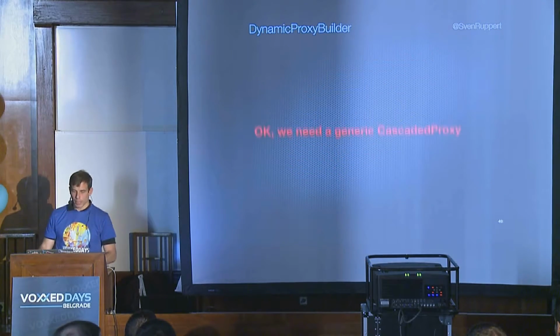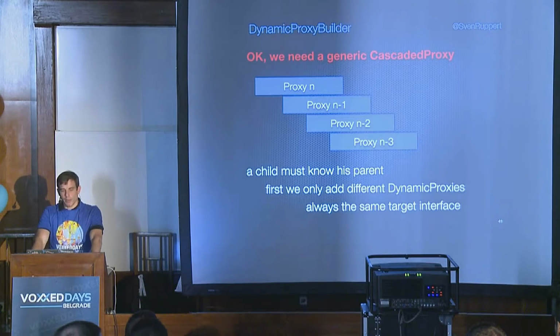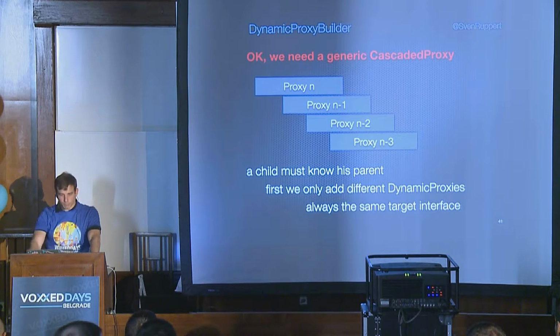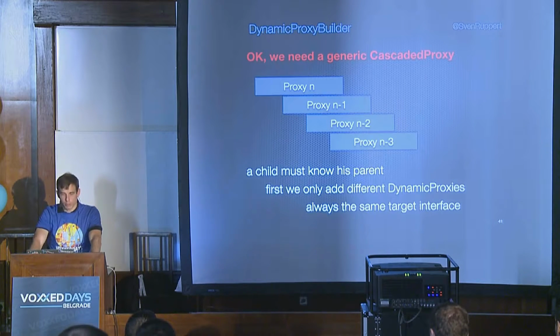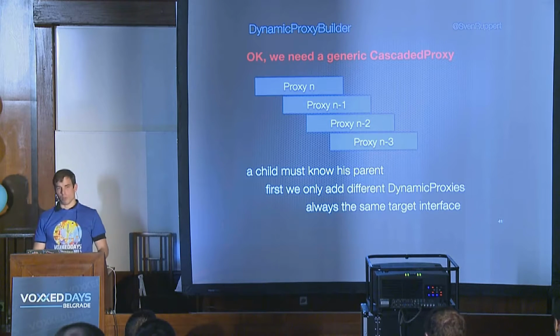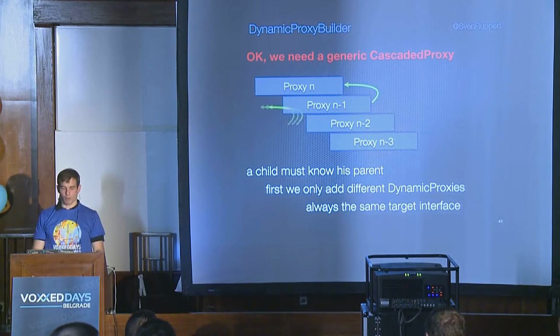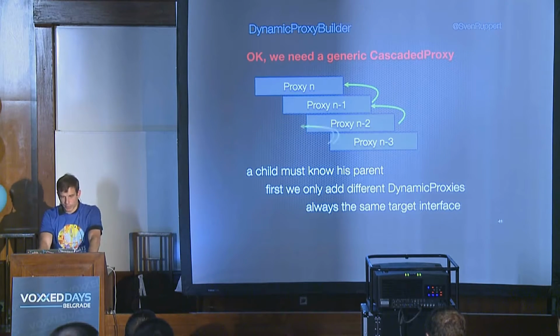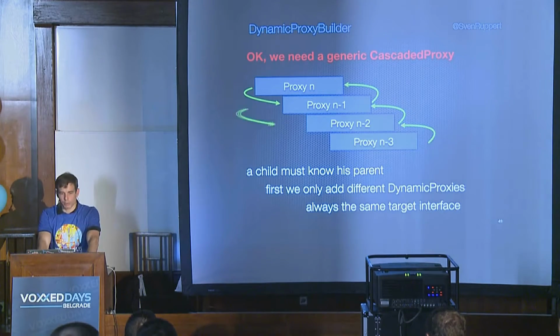Well, let's see. I have a proxy and with a child, with a child, with a child. A child must know his parents so that I can lead to the next level. And in the moment, we are only cascading proxies of the same type, but all dynamic proxies. So I have no change of the interface between. So with this nested builder pattern, you can solve this one. So you have all this stuff that they are talking in both directions.